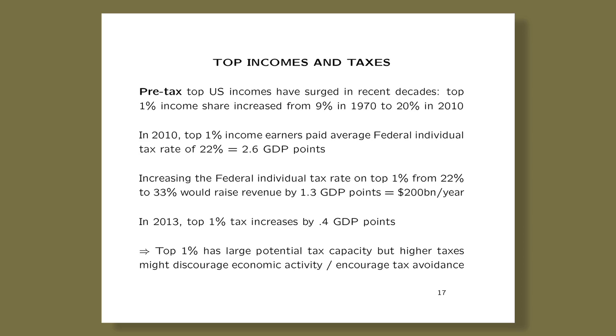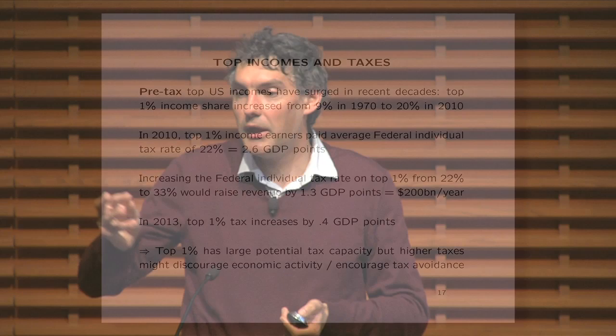And indeed, what happened in the end, following the fiscal cliff negotiation and the healthcare surtax on upper income, in 2013, taxes on top 1% incomes will increase by 0.4 GDP points. So you see, 0.4 GDP points is about a third of that potential increase that I discussed from 22 to 33%. So it's not a huge increase in rate for the top 1%, but it still brings in significant revenue.